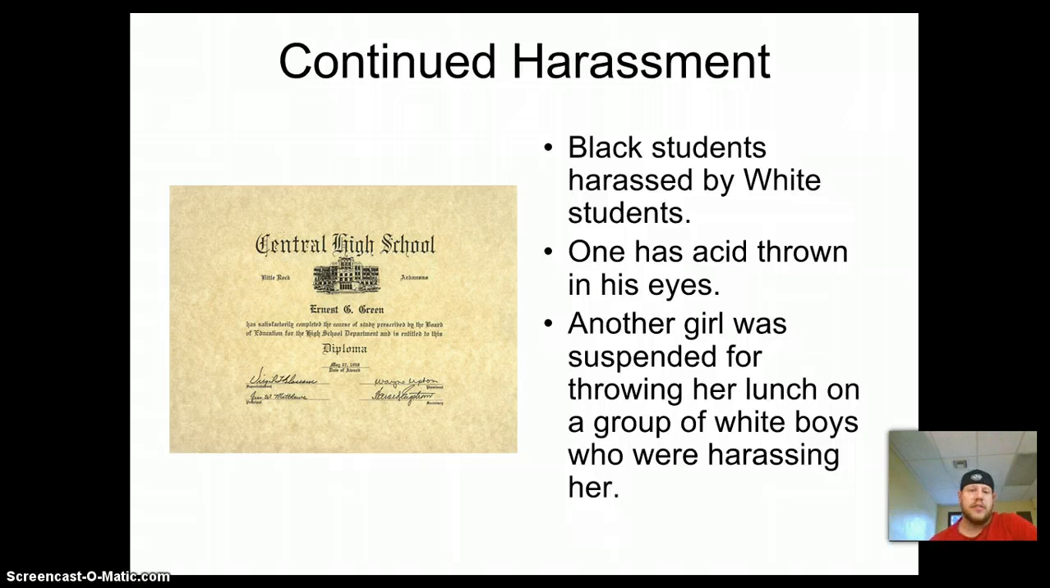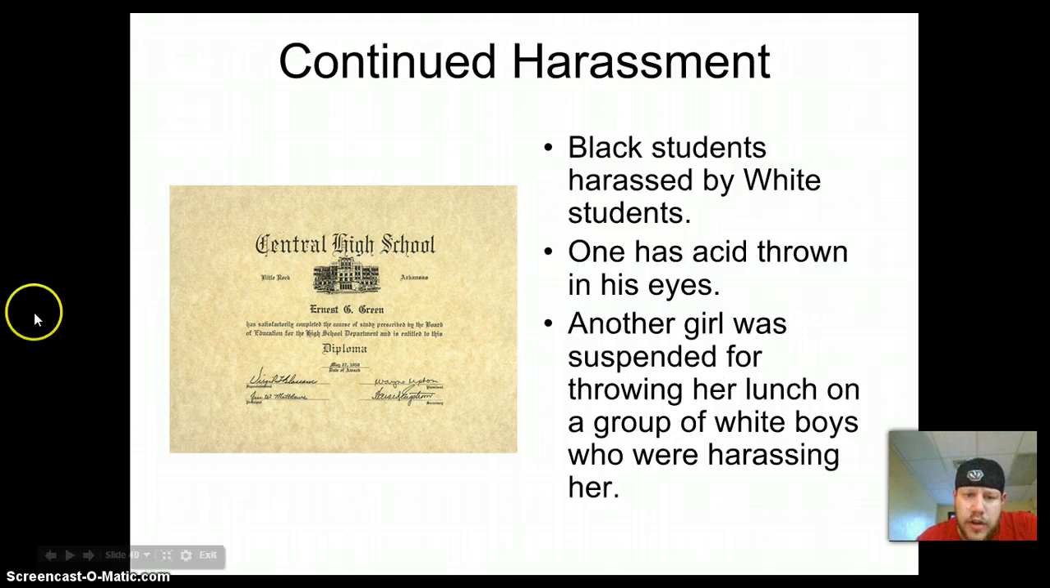One of the boys there, I can't remember his name now, was in science class doing experiments, and one of the white kids just threw acid right in his eyes, and he was partially blinded. Another girl was suspended when she threw her lunch on a group of white boys who were picking on and harassing her. She got fed up and threw her lunch, and she got suspended. When that happened to the boys, nothing happened. But by the end, all of them graduated.